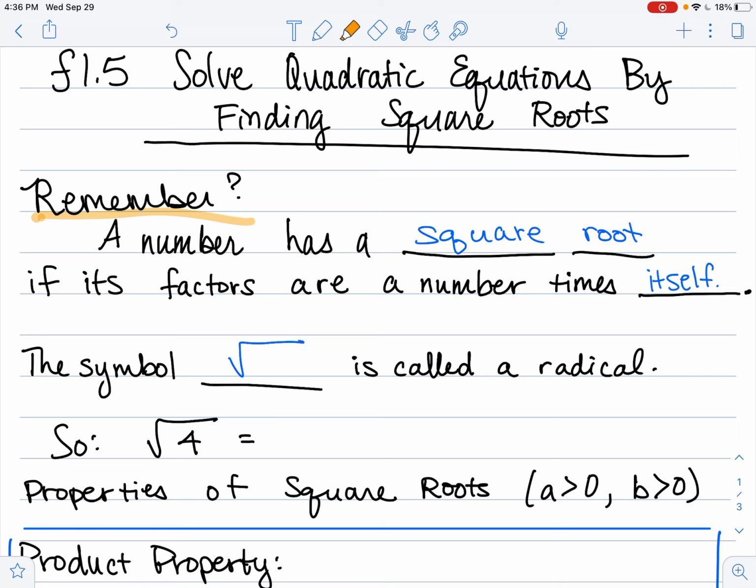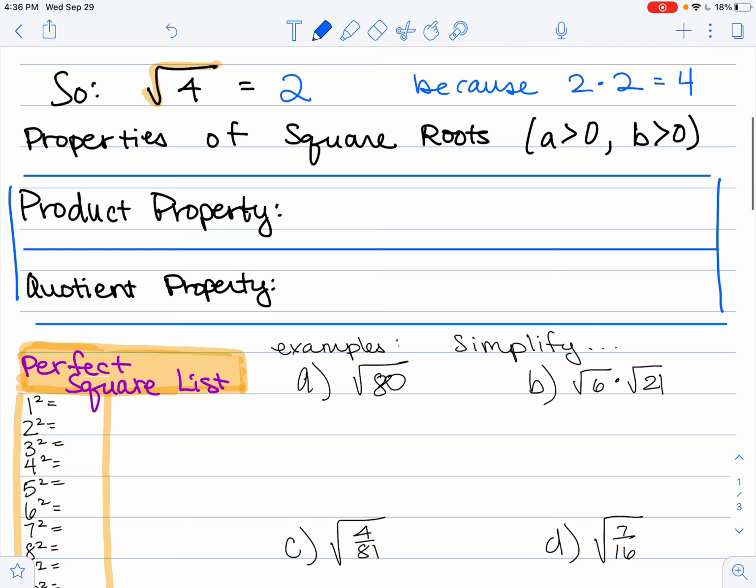So we would say the square root of 4 equals 2 because 2 times itself equals 4. Let's talk about some properties of square roots. The first one is called the product property, and it says that the square root of a times b is equal to the square root of a separate from the square root of b.